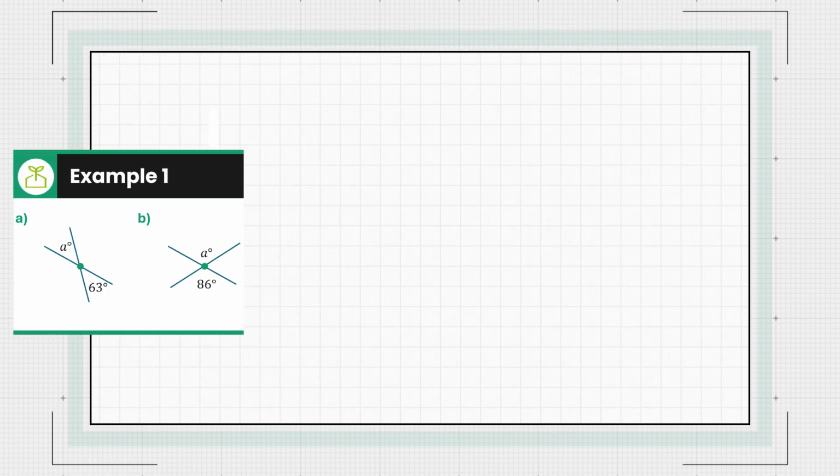Welcome back. So right now we're going to be looking at vertically opposite angles. And vertically opposite angles are any angles which are opposite to each other when two lines meet.